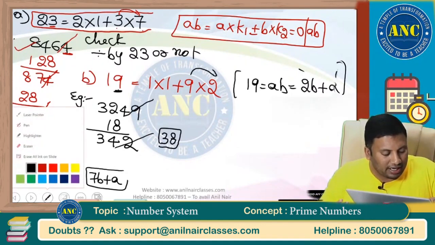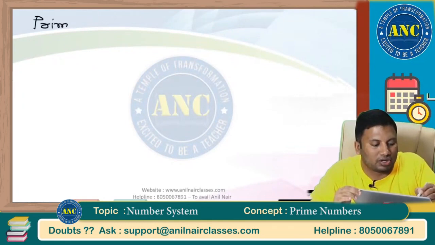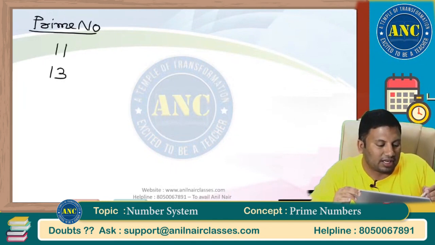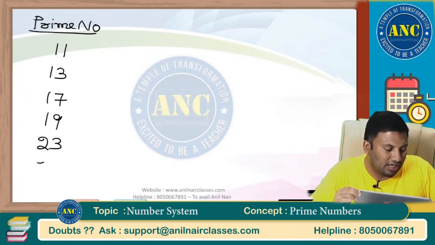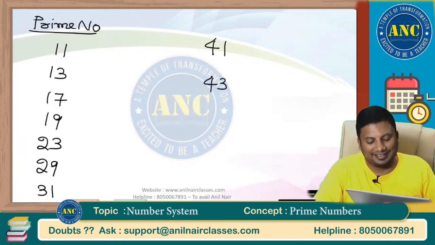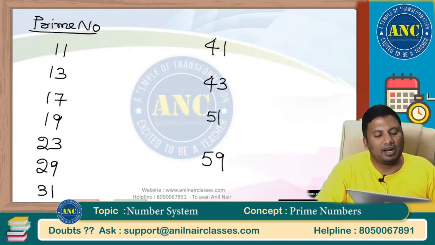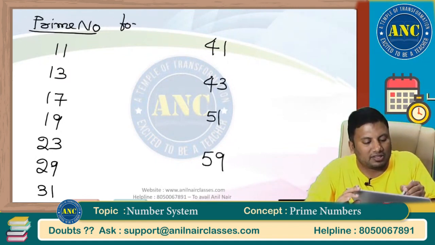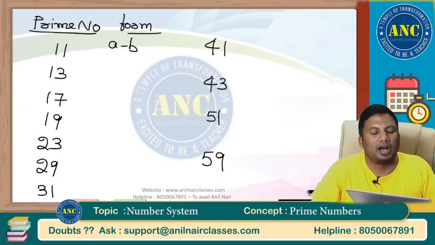That means you can develop your own prime number rules once you understand the concept. Prime numbers: 11, 13, 17, 19, 23, 29, 31, 41, 43, 51, 59. Let us develop our own form of the divisibility rule of the prime number. For 11, AB, A minus B, the sum of odd places minus the sum of even places.